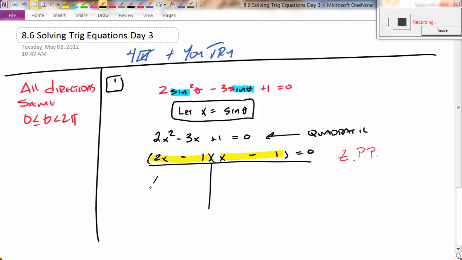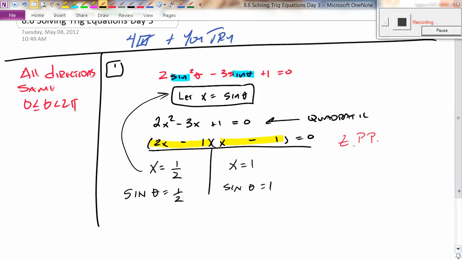We can say x is going to be positive 1/2, or x is going to be 1. We just solve each one of those little binomials for x. Everyone cool with that part? Now look back up at your little square here. What was x again? Sine of theta. So now we automatically have sine of theta is 1/2, and over here we have sine of theta is 1. So we're seeing how this works.